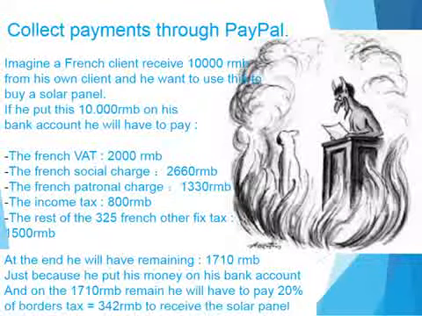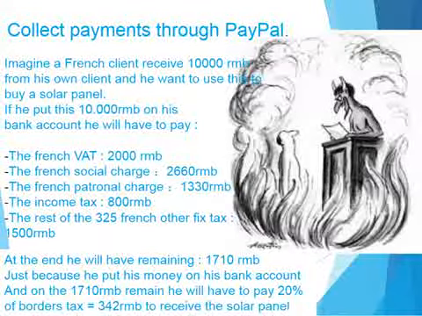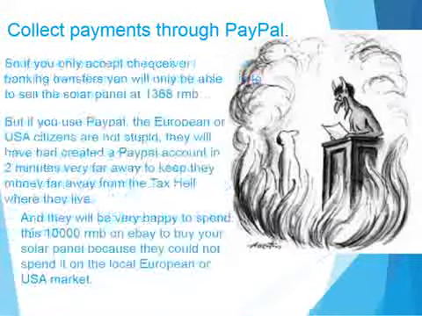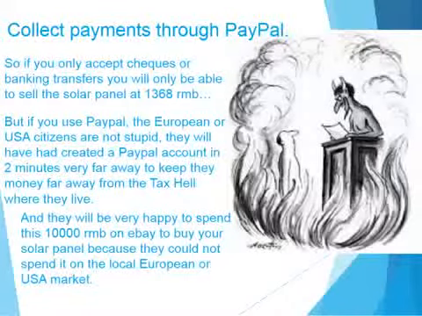So at the end, of the 10,000 RMB that he had collected to be able to use it, he will have 1,700 RMB remaining. On this 1,700 RMB, he will have to pay 20% border tax, so 342 RMB, and then the rest he can use to pay you. So the rest is 1,368 RMB.